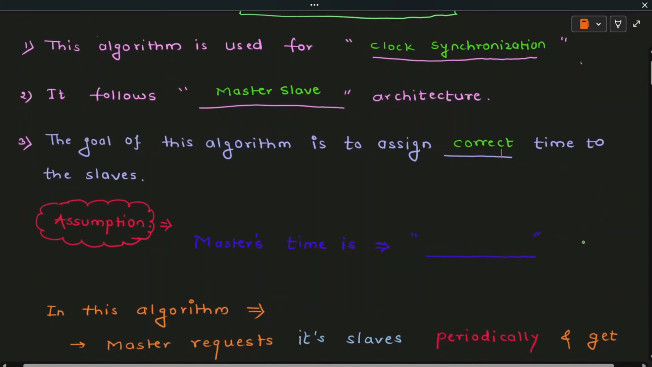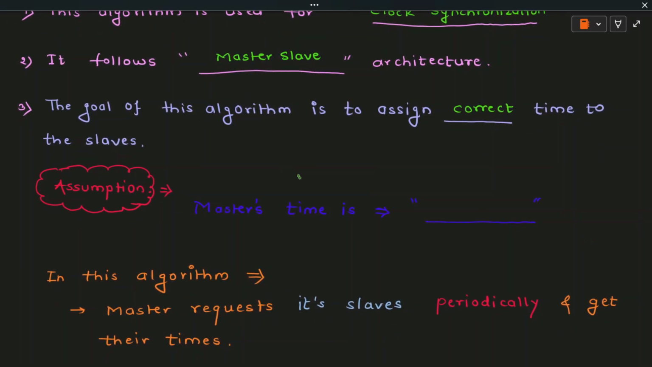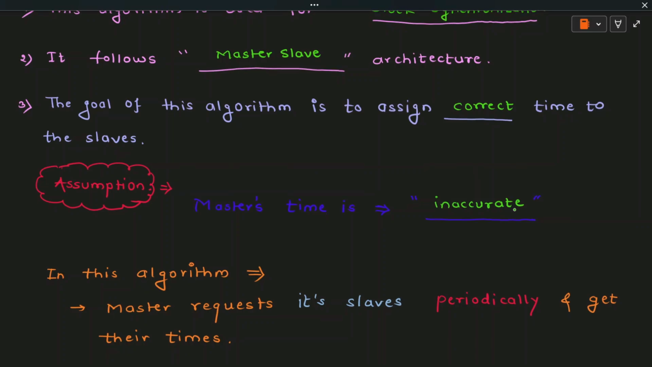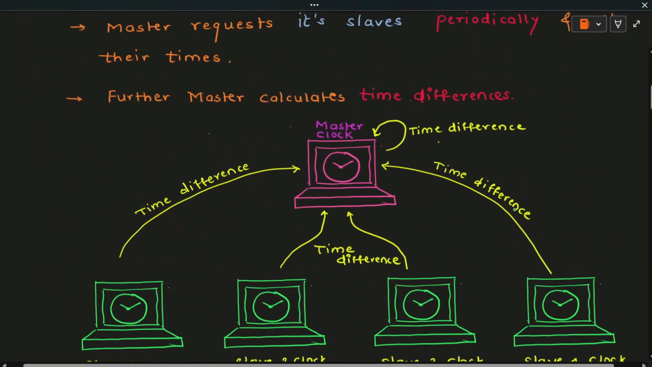One important assumption is made. Here the master's time is considered as inaccurate time. It is made accurate on the basis of the timings that the master receives from the slaves. So there is some mechanism for correcting the time in which the master's time as well as the slave times are corrected properly. So let's go into the detail.